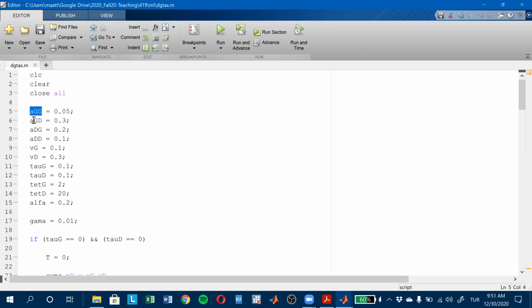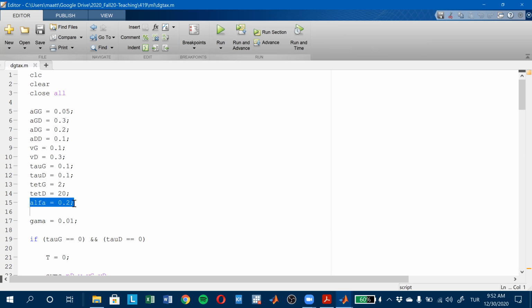Now here are the parameters, right? A GG, a GD, a DG, a DD. So I directly assign these values, all right? Then I have VG and VD. I also directly assign two values to them. Then these are the tax rates, tau G and tau D. And I also have thetas, theta G and theta D. Remember, these are production parameters, productivity parameters.